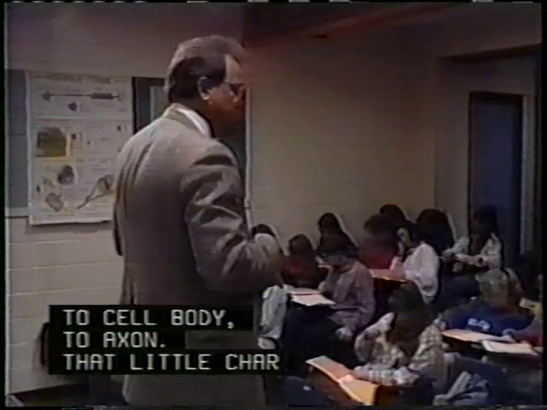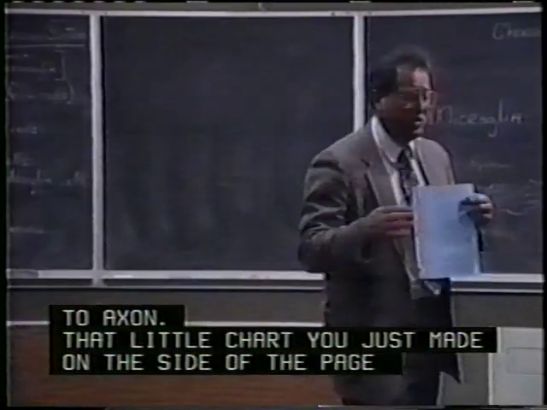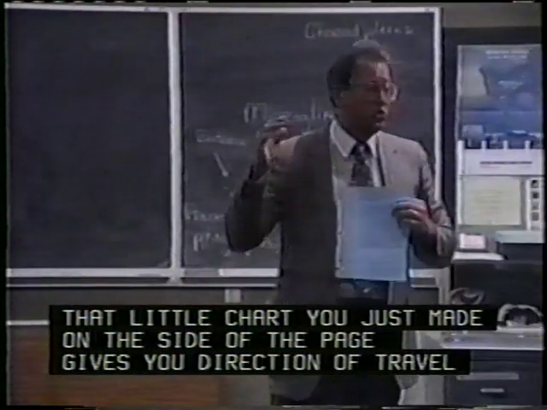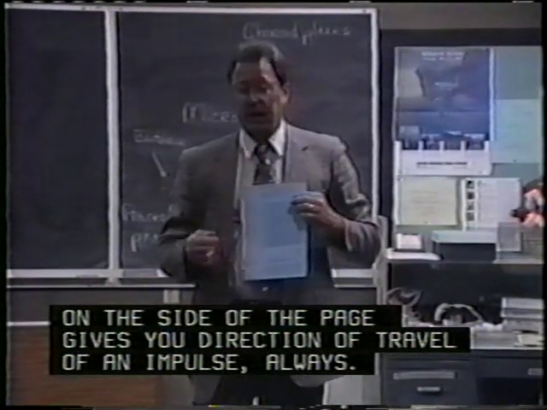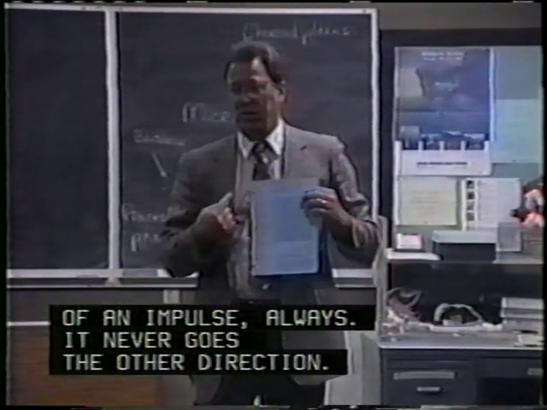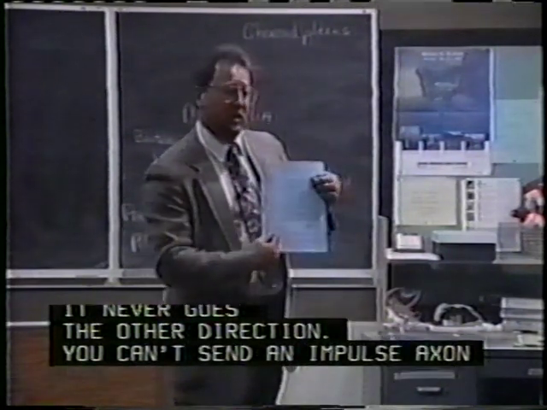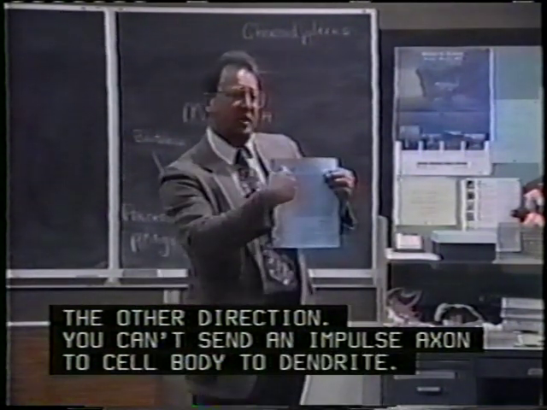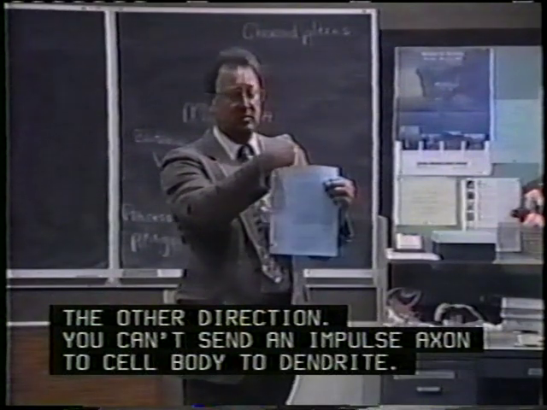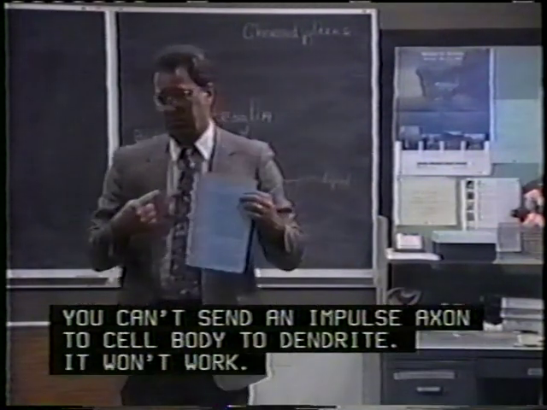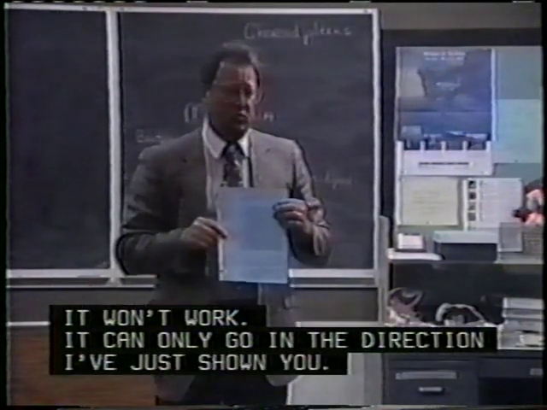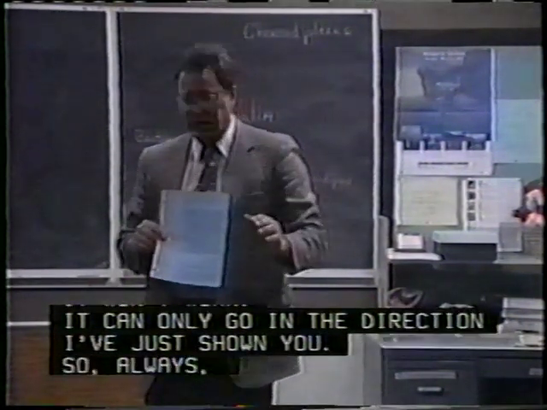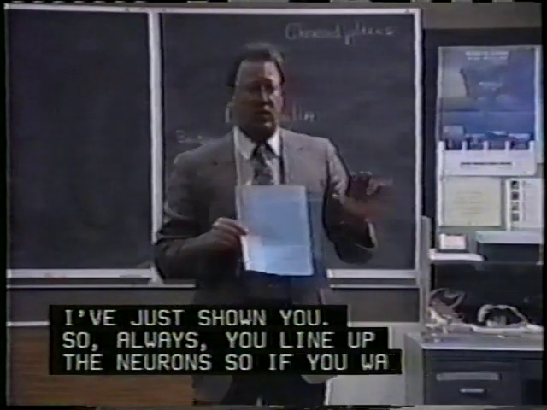That little chart you just made on the side of your page gives you the direction of travel of an impulse, always. It never goes the other direction. You can't send an impulse axon to cell body to dendrite. It won't work. It can only go in the direction that I've just shown you. So always, you line up the neurons.